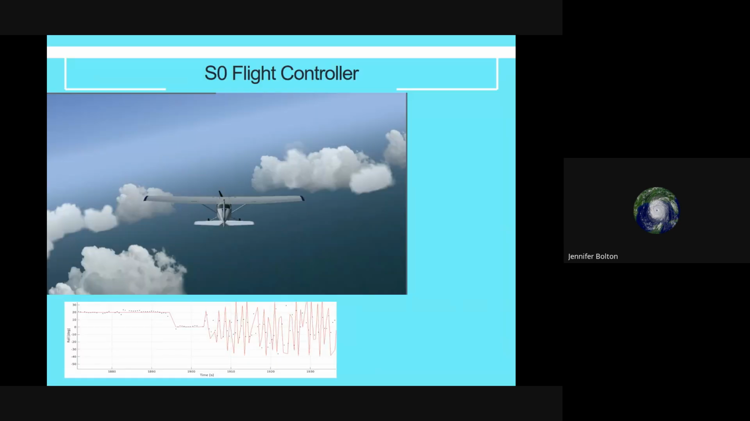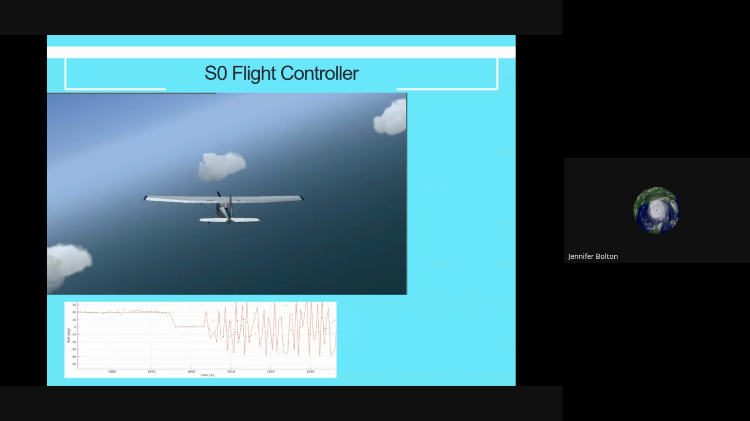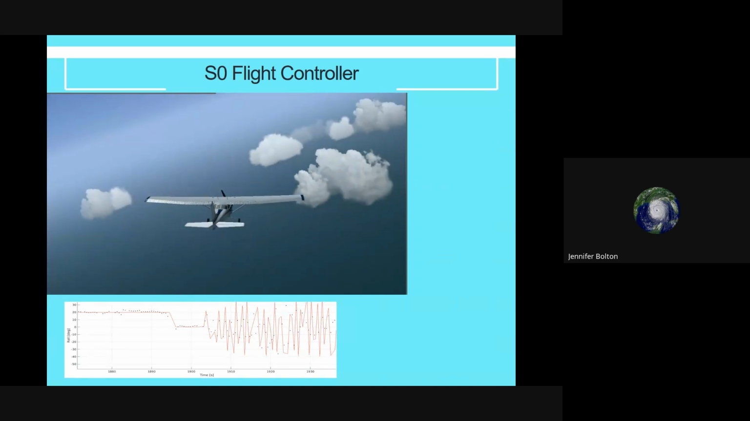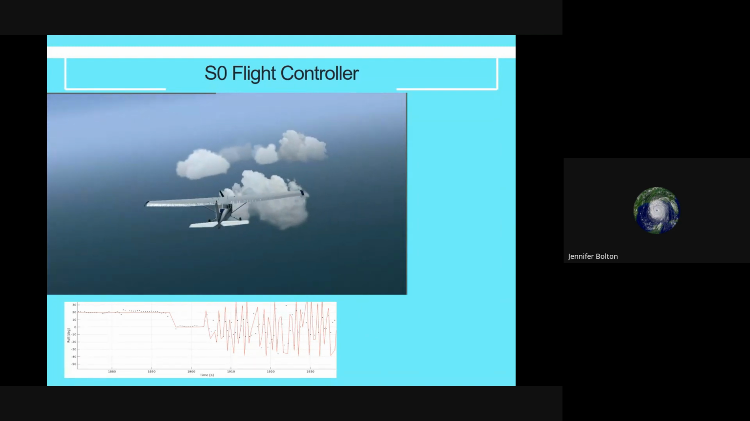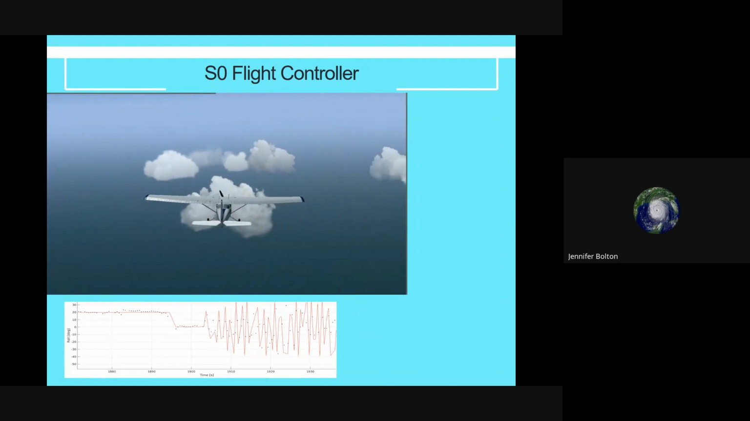Next slide, please. I won't spend a lot of time on this, but we're using AI too. So we don't just say, hey, go do a 20 nautical mile radius around there and orbit in the storm. This is a wind finding algorithm for the S0.